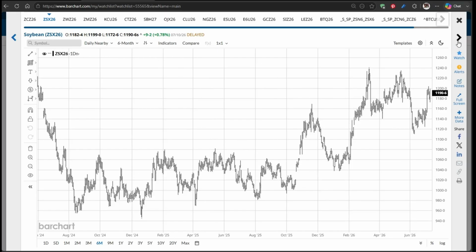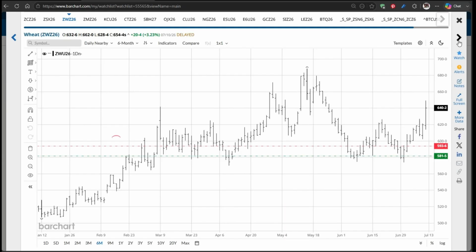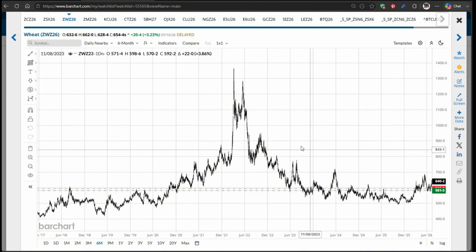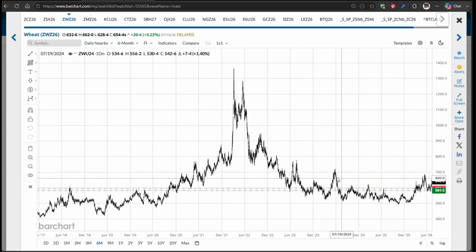But again, if I was a bull, I would trade the meal. Or this is the wheat. Shit, I was going to do the dramatic effect again. It broke out back here, back in February. Pretty typical, right? And I think I like the wheat.